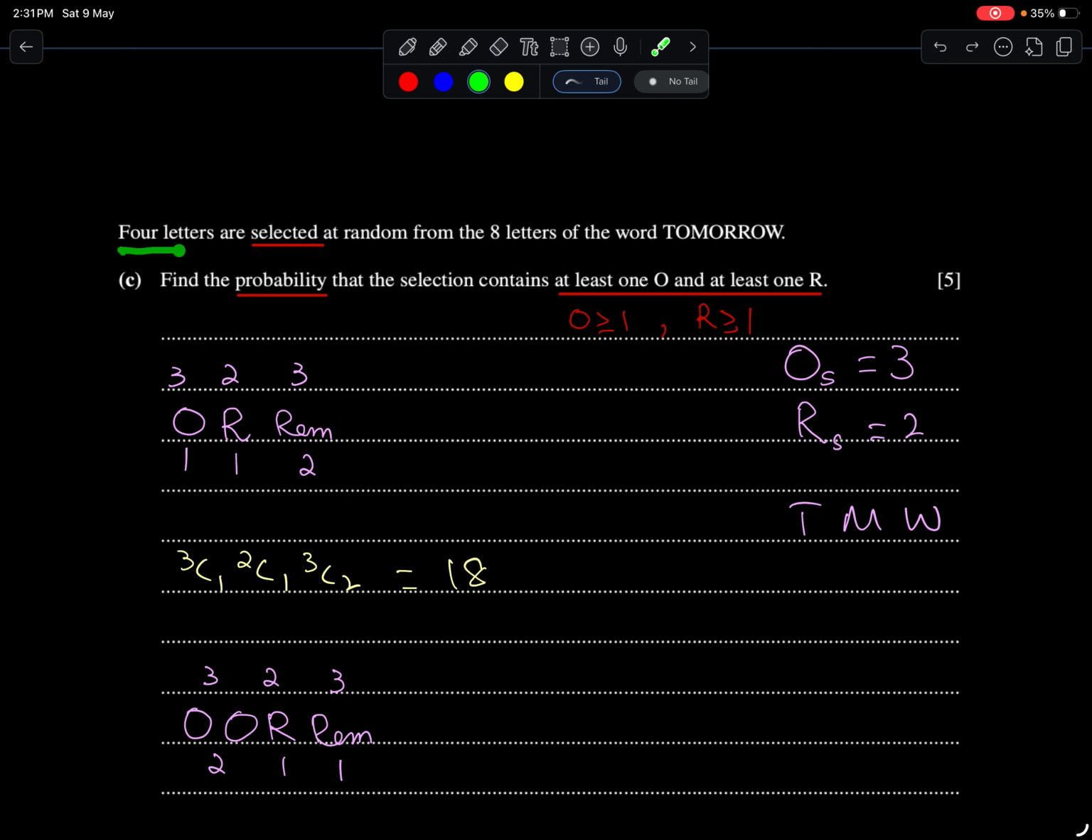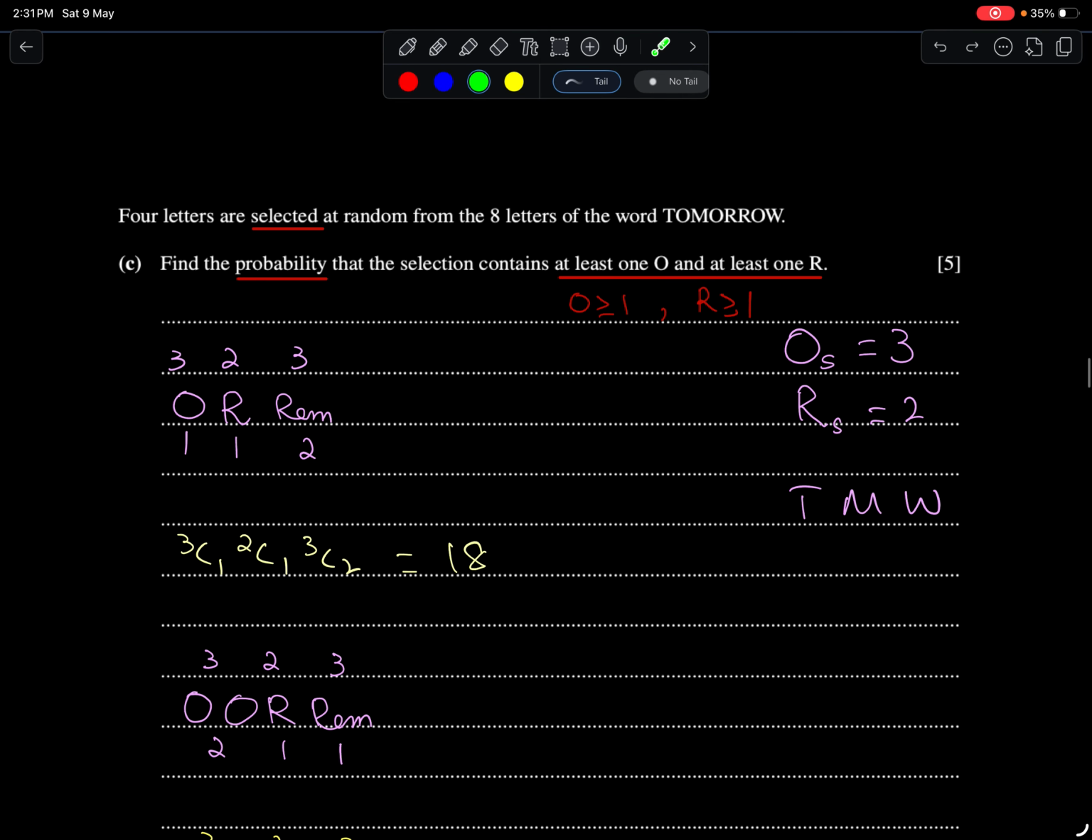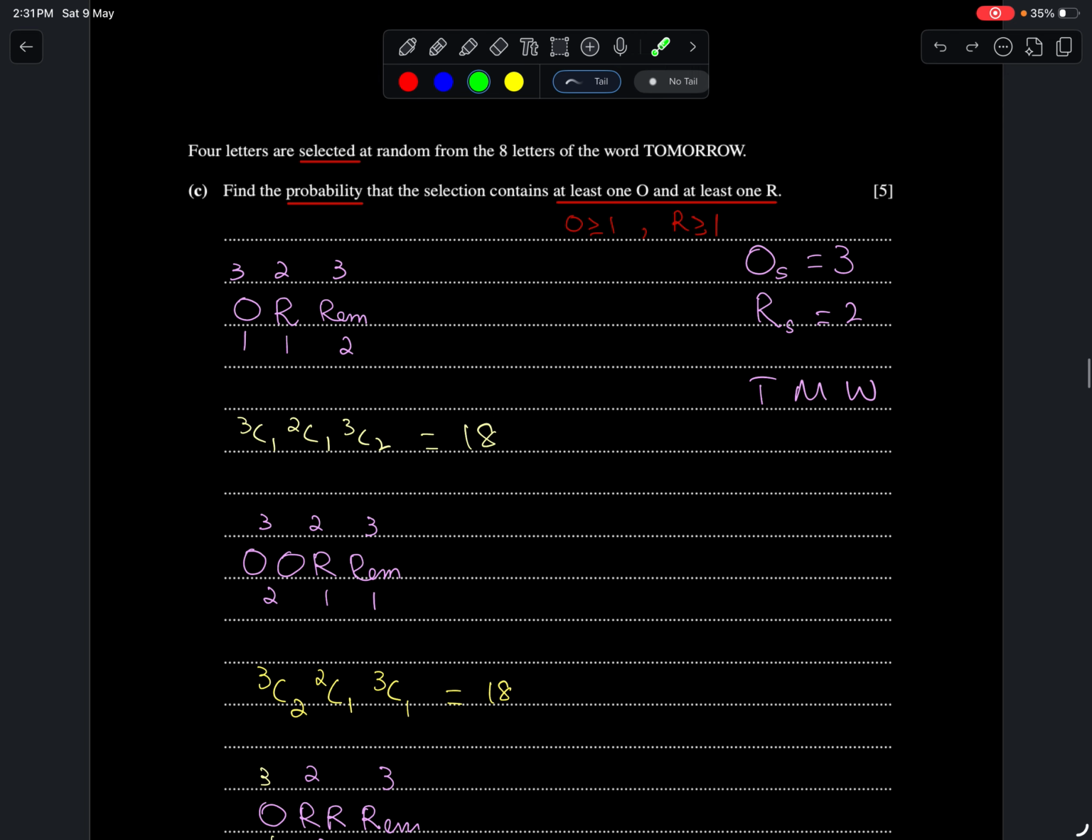Anyway, 4 letters are selected at random from the 8 letters of the word tomorrow. Find the probability the selection contains at least 1 O and at least 1 R. Okay, make all possible selections. 1 O, 1 R, remaining 2 out of 3. See, these are the remaining letters and these are O's and R's. So, to select 1 O from 3, write 3C1.